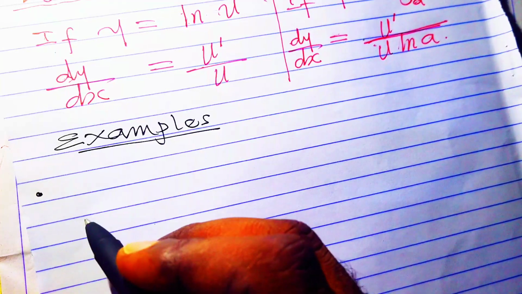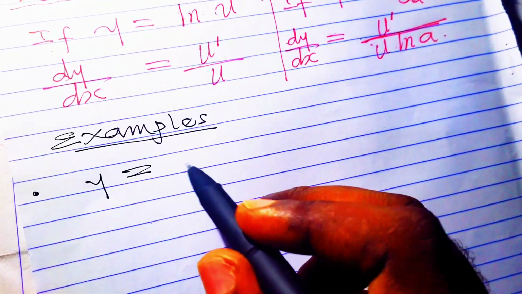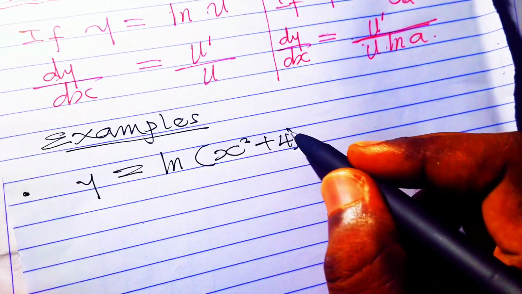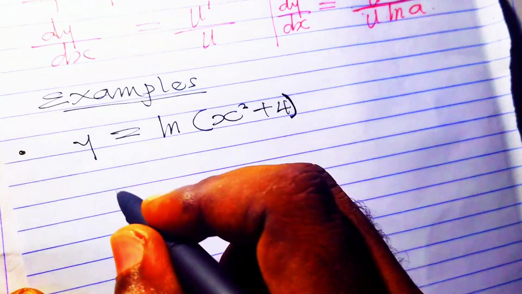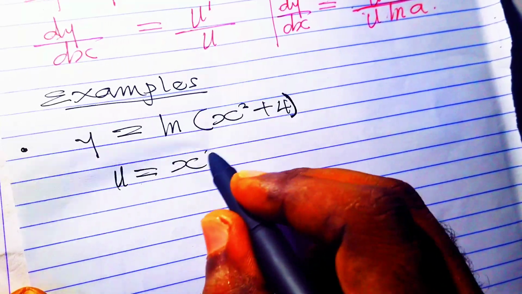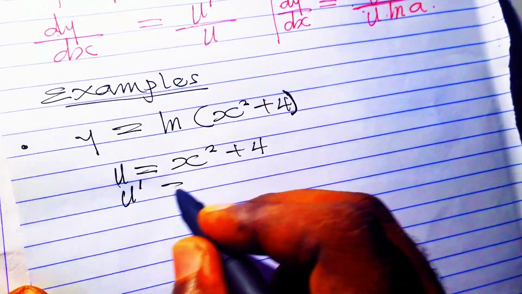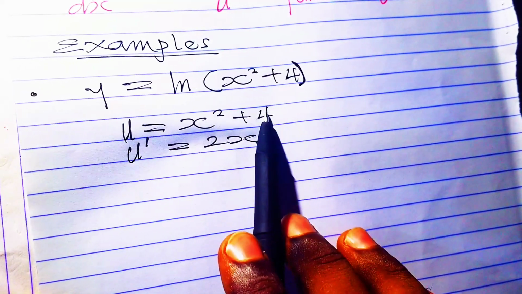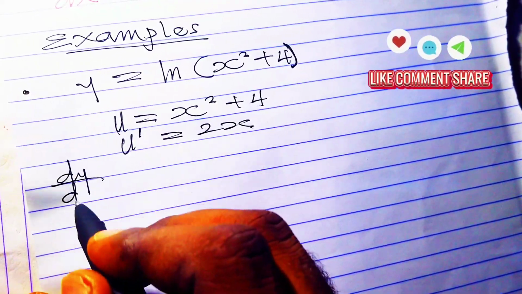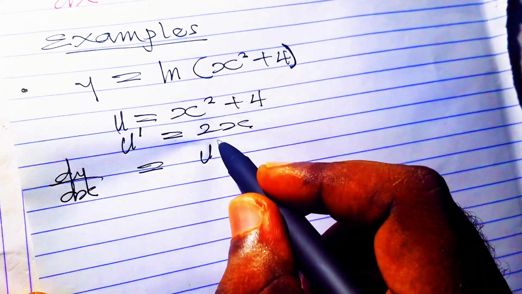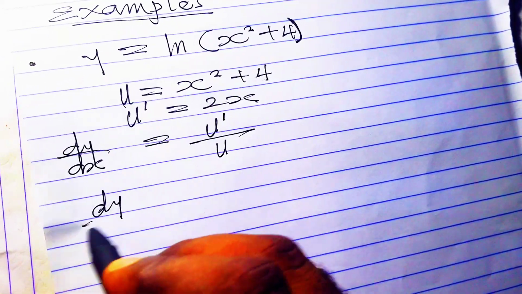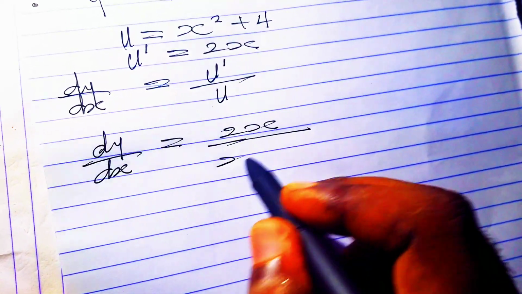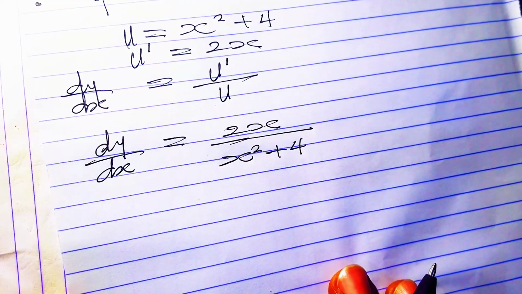The first one, let's assume you have y equals ln(x squared plus 4). We're asked to find dy/dx. Then we can say that u equals x squared plus 4. Differentiating u, of course, is going to be 2x, that is 2 multiplied by x raised to the power 2 minus 1, and differentiating 4 is going to be 0. So dy/dx, don't forget, is meant to be u prime over u. Therefore dy/dx is equal to u prime, 2x, over u itself, x squared plus 4. So that is the answer to such a question.